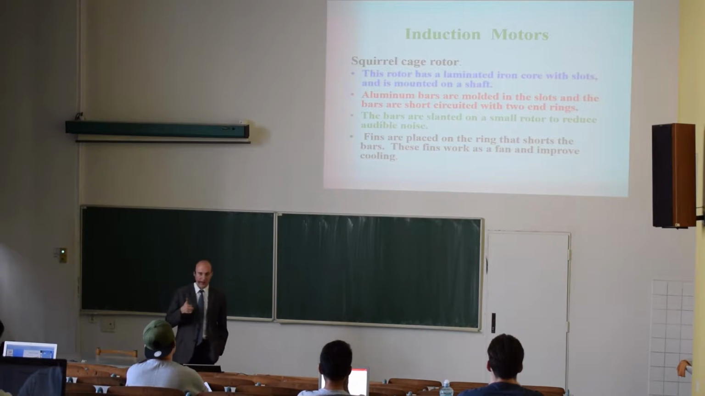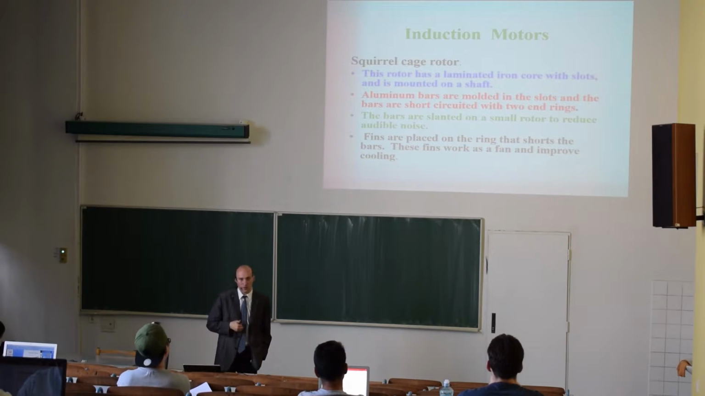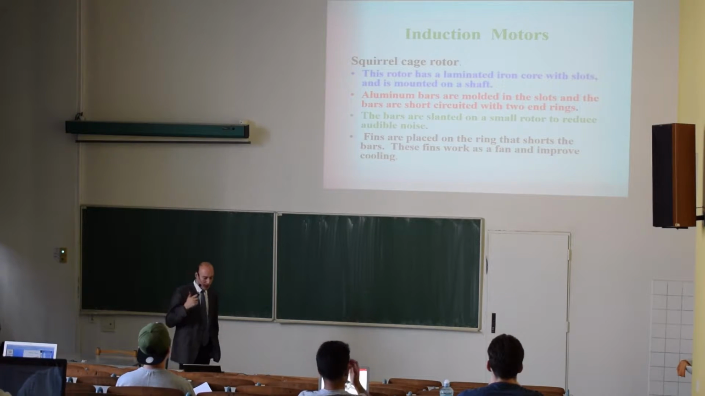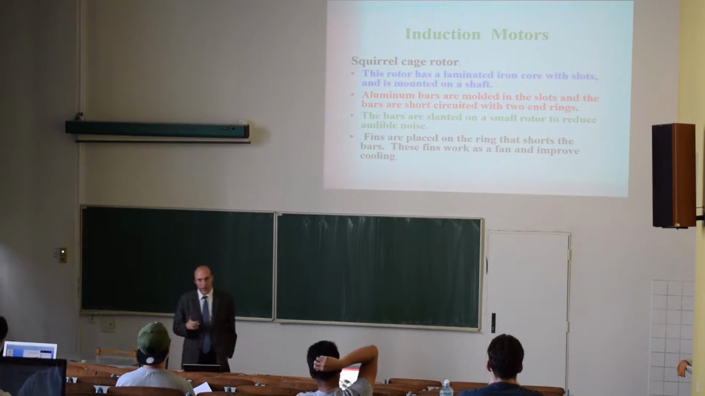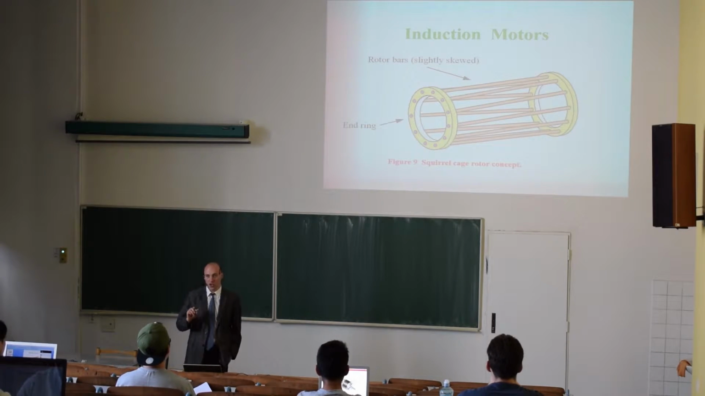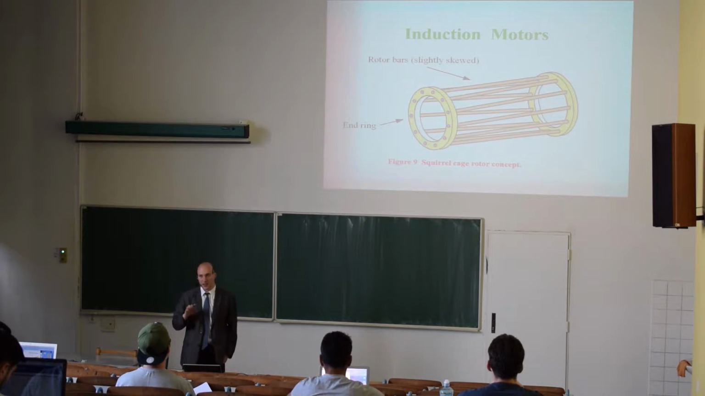This type of induction motor is the most common one. The squirrel cage motor is almost everywhere. It has a very simple construction, so it's very easy to produce. It will have quite good properties in terms of the torque speed characteristic. But once you made it, you cannot change the properties of the motor. So if you make a squirrel cage rotor like this, it will define the parameters of the motor.